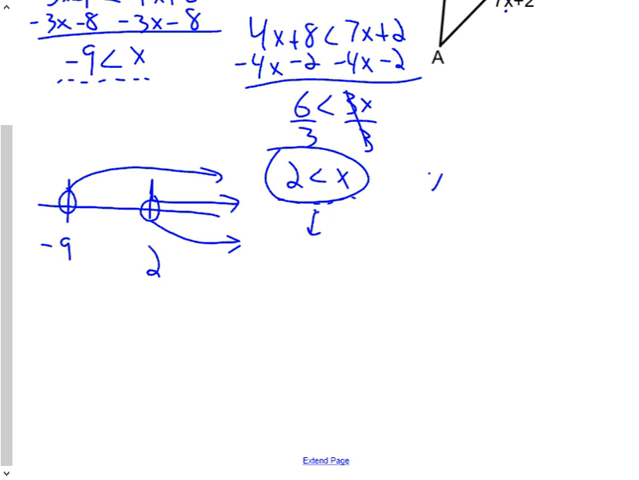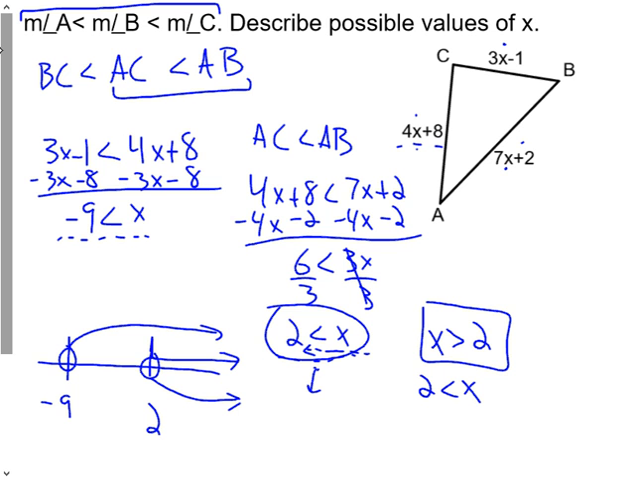So x has to be greater than 2, reading it this way, is our final answer, or you could still write 2 less than x. So literally that's all it is. Okay? Because 7x plus 2 is always going to be larger than 4x plus 8 for numbers bigger than 2.